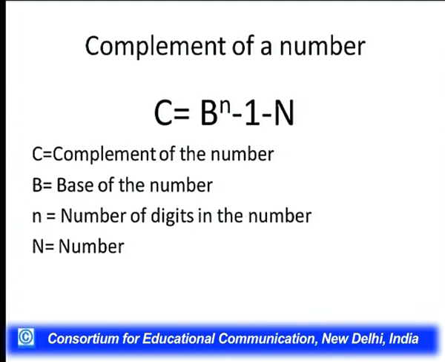Here we can understand that B means the base. In case of the decimal number system, the base is 10. Small n means how many digits there are in the number for which you want to find the complement, and capital N stands for the number itself. So, basically you will subtract the number from this value to obtain the complement of the number. For instance, if you want to find the complement of the number 37.